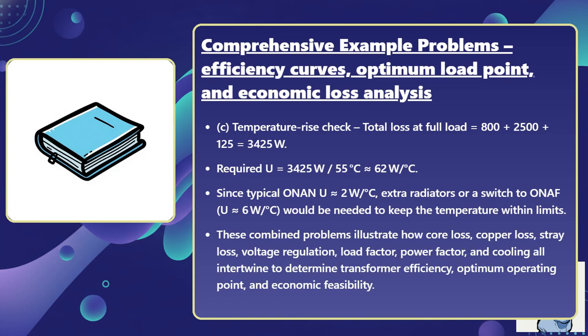These combined problems illustrate how core loss, copper loss, stray loss, voltage regulation, load factor, power factor, and cooling all intertwine to determine transformer efficiency, optimum operating point, and economic feasibility.